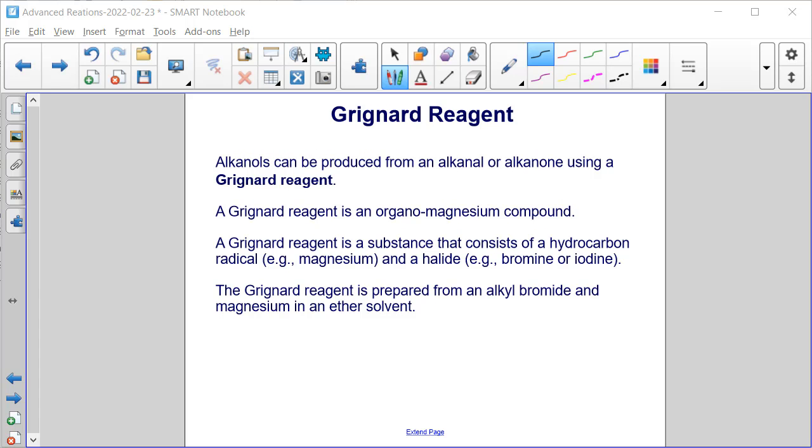Another way of producing alkanols is from an alkanal or an alkanone using something called a Grignard reagent. A Grignard reagent is an organomagnesium compound. It is a substance that consists of a hydrocarbon radical, like magnesium, and a halide, like bromine or iodine. The Grignard reagent is prepared from an alkyl bromide, so a hydrocarbon chain with a bromine on it, and magnesium in an ether solvent.